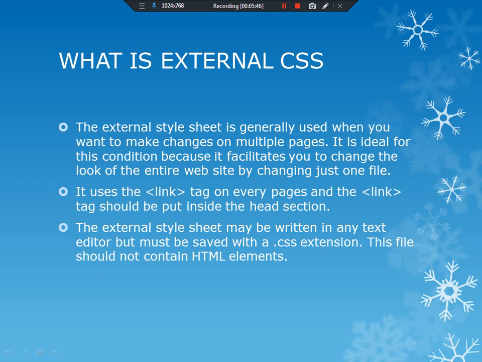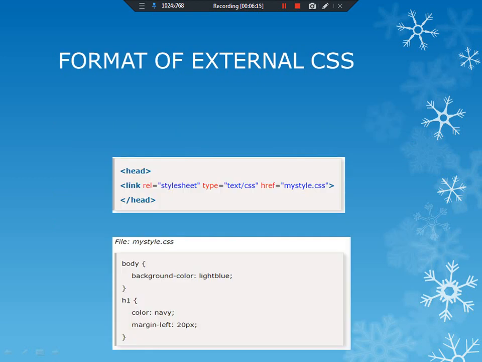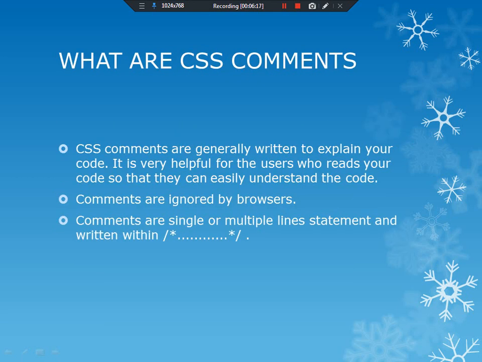The external style sheet is generally used when you want to make changes on multiple pages. It is ideal for this condition because it facilitates you to change the look of the entire website by changing just one file. It uses the link tag on every page, and the link tag should be put inside the head section. The external style sheet may be written in any text editor but must be saved with a .css extension. This file should not contain HTML elements. Format of external CSS. What are CSS comments?